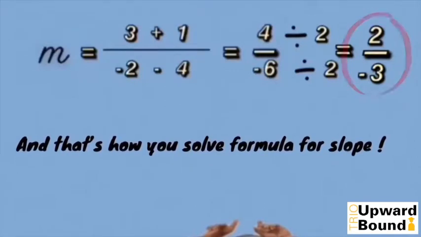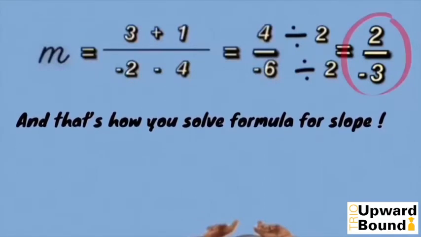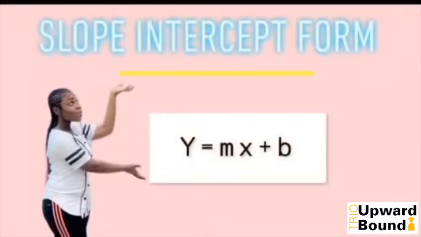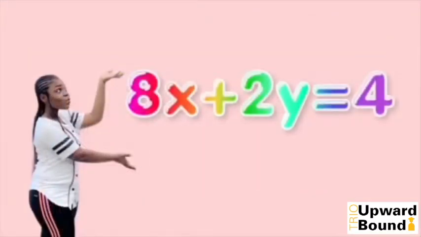Chill! I'll hand it over to you, Mo. Today we will be turning standard form ax plus by equals c into slope-intercept form y equals mx plus b. We will be working with the equation 8x plus 2y equals 4 and we'll be solving for y.